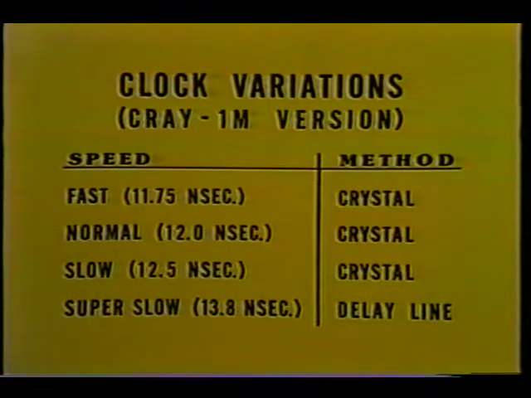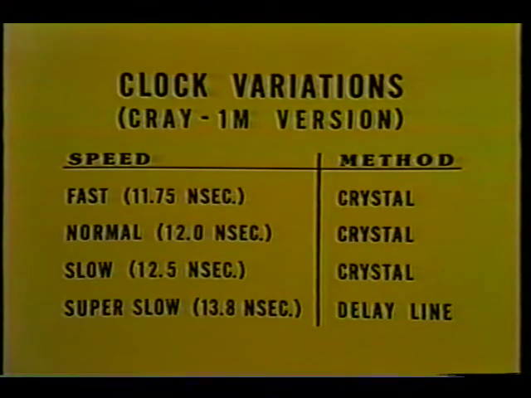With the advent of the Cray 1M, all delay line clocks, except for the super slow speed, were replaced by crystals. If used in a Cray 1S, the crystals are selected to produce the same clock speeds previously described. If used in a Cray 1M, different crystals are inserted to produce the slightly faster 1M clock speeds. The clock speeds shown are for the Cray 1M.